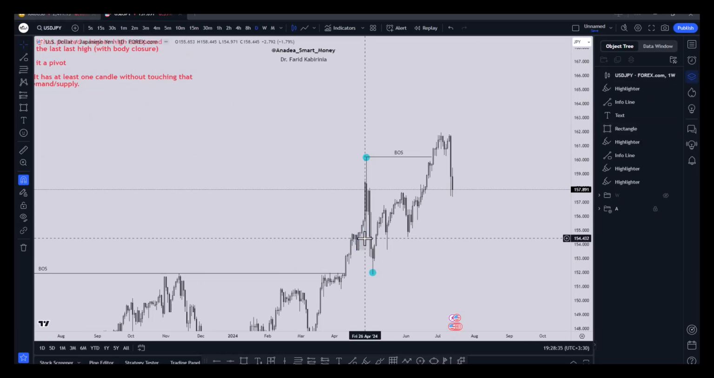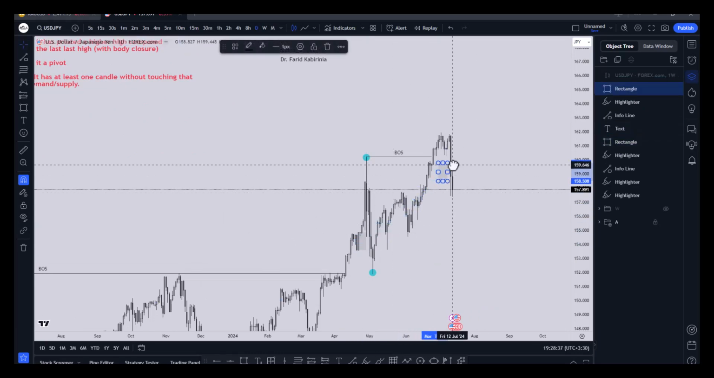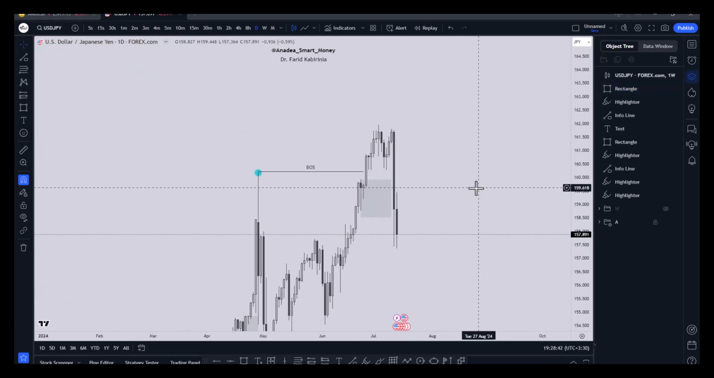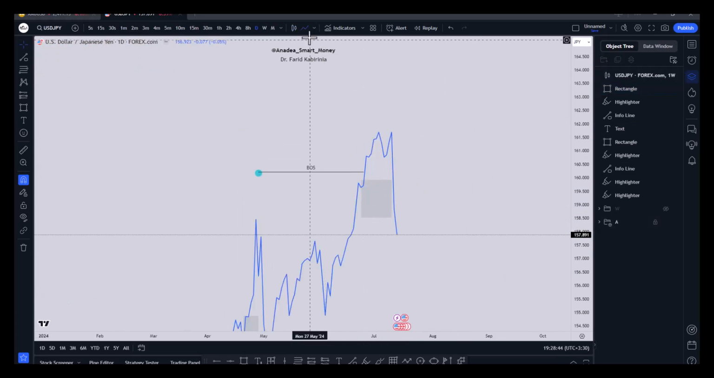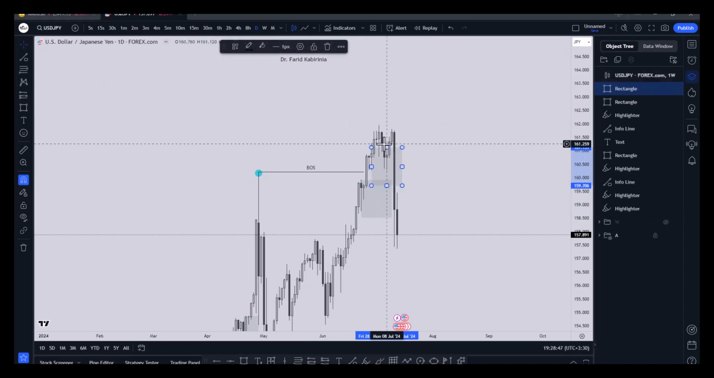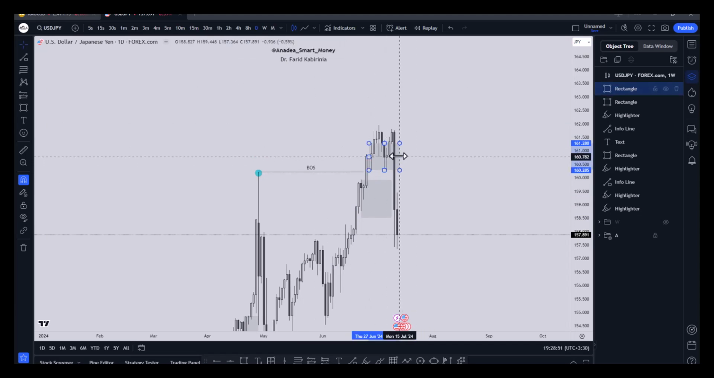Let's see if the swing high is determined yet. Here we have a demand. Actually, it looks like we have a demand above here. Yes, it's a pivot. So let's check if it meets our criteria.